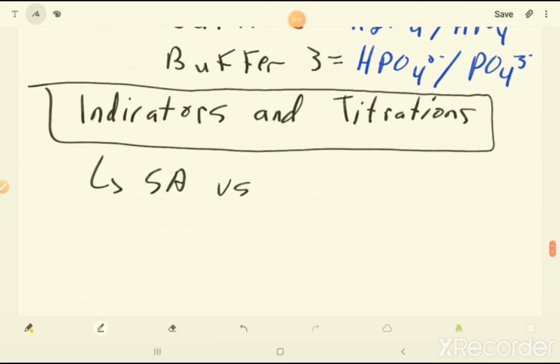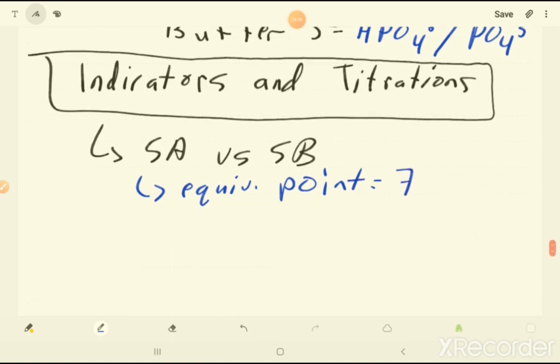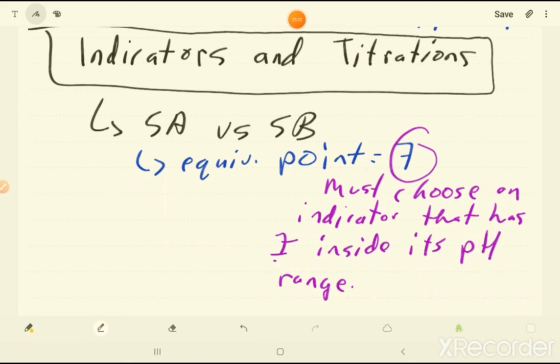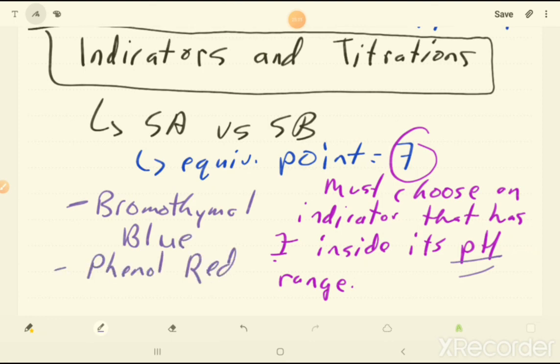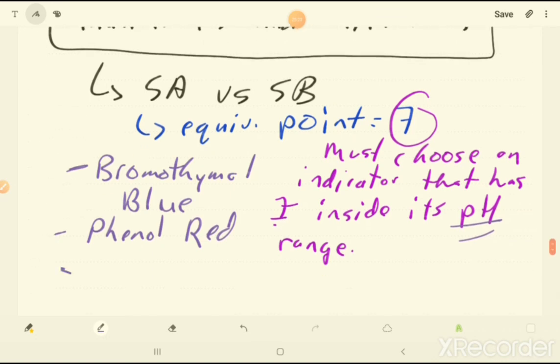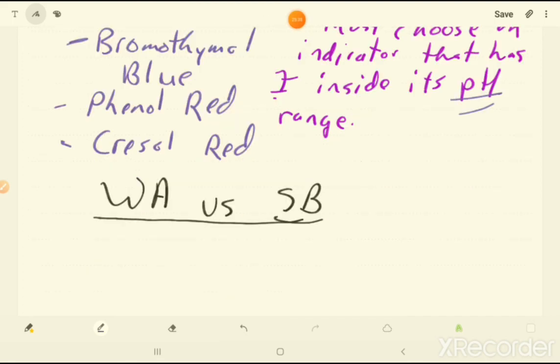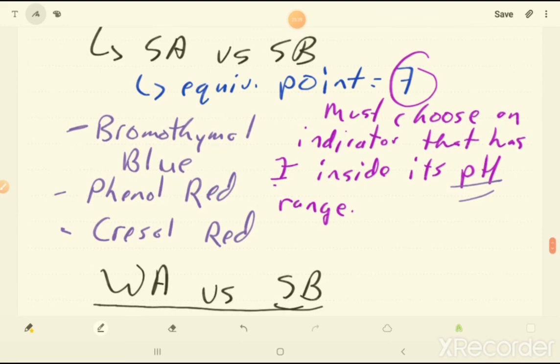For strong acid versus strong base titrations, remember that the equivalence point is always 7. And so you need to choose an indicator that has 7 inside its pH range. So if we're thinking about some indicators that have 7 inside its pH range, whenever it comes to a strong acid or strong base titration, some good indicators to use would be bromothymol blue, phenol red. As well, cresol red has 7 right inside its range. So I guess we could also write cresol red. And again, the idea is to choose an indicator that has its equivalence point at its proper range.